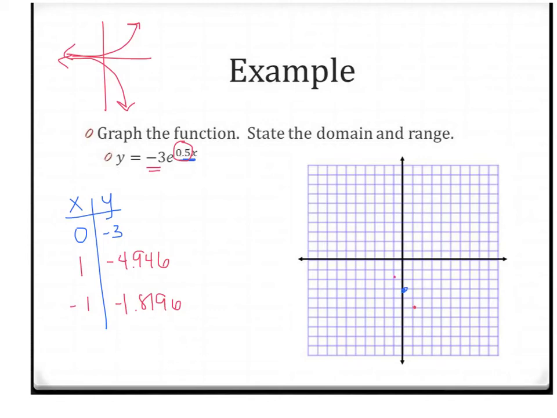And this is still going to have an asymptote at 0, so it's going to come in here and come down, and there you go. Domain is going to be all real numbers because it goes left and right forever. Range is going to be y less than 0. It can't be equal to, just less than 0.